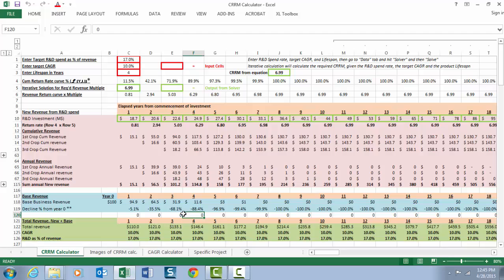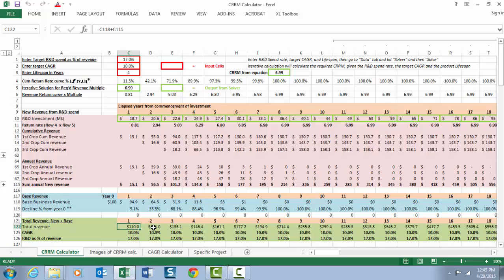But in this example here, our base business in year 1 has dropped to 94.9, but we're saying we'd like to grow at a 10% CAGR. So if we started with 100 million of revenue here, by the end of the first year, we need to achieve 110 million of revenue, which is a 10% CAGR.